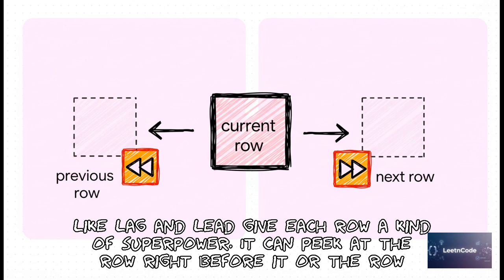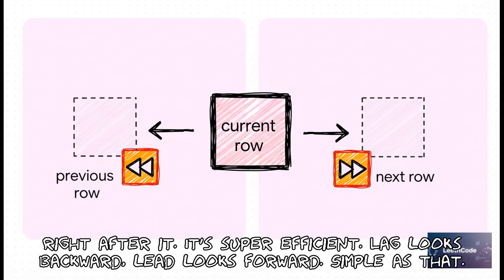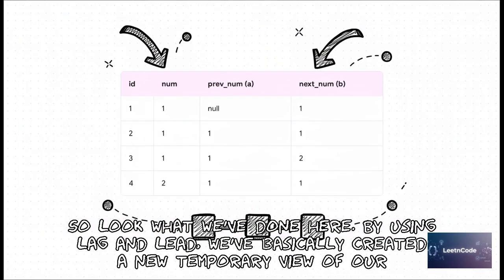It can peek at the row right before it or the row right after it. It's super efficient. Lag looks backward, lead looks forward. Simple as that. So look what we've done here.